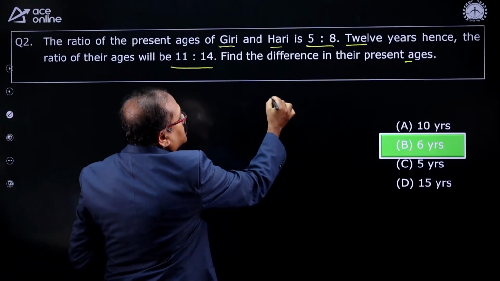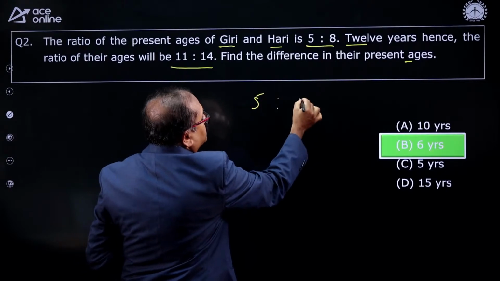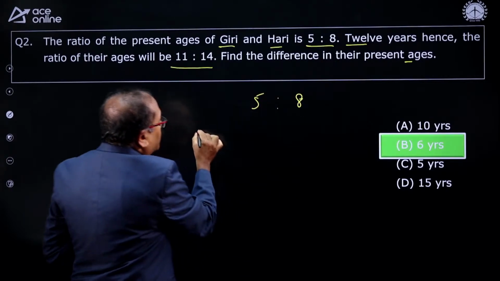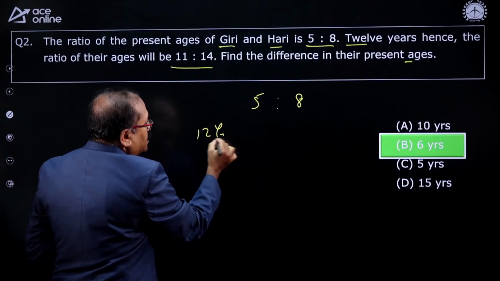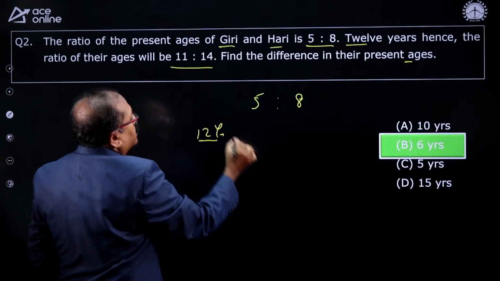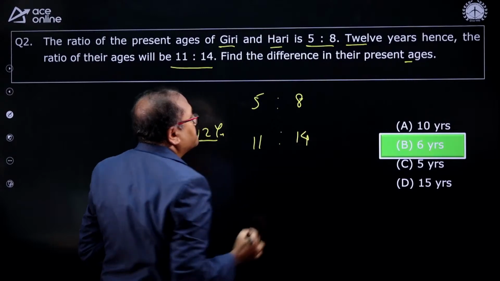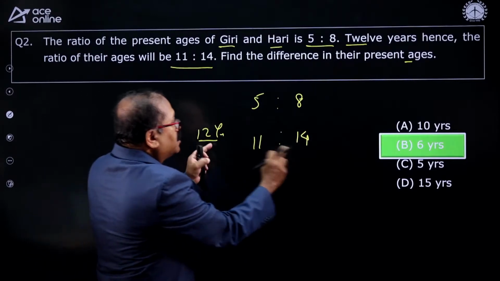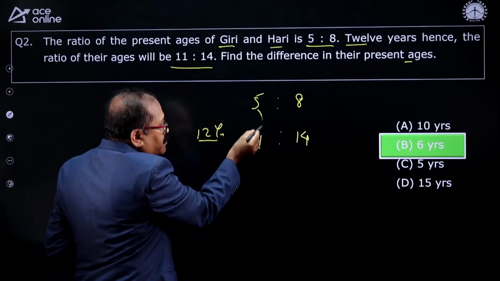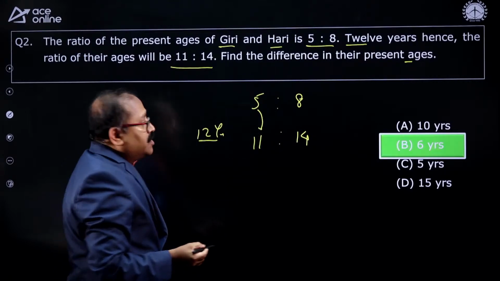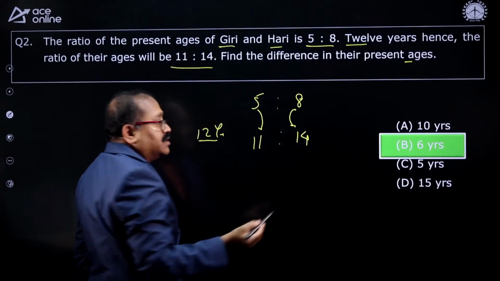So let's go with the second approach. The second approach is that 5:8 is the present ratio. After 12 years, what is the ratio here? 11:14. Right? So I need to equate them. What is the difference from here to here? There are 3 parts. Now from here to here, there are 6 parts.